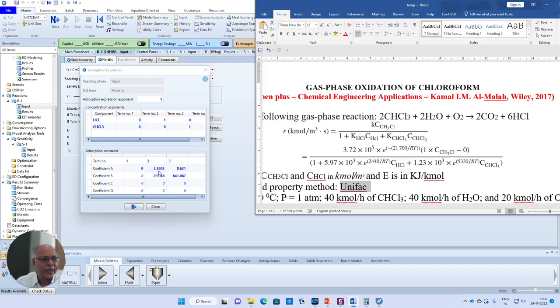And A for the second term is ln of 5.97 into 10 power 3. That value is 5.36. And 2440 by R is 293. And in the third term, ln of 10 power 3 is 0.621. 5330 by R is 641.8087. So this is how you will have to enter information with respect to LHHW kinetics.